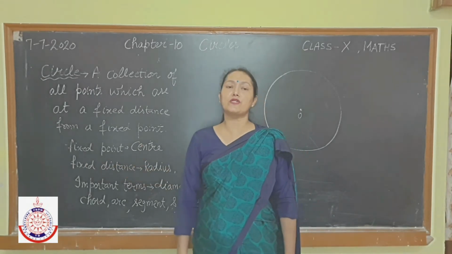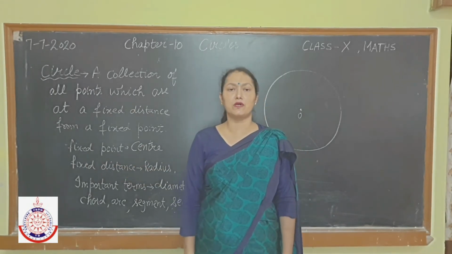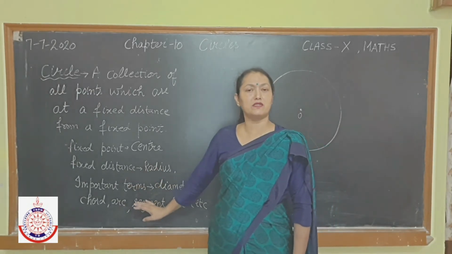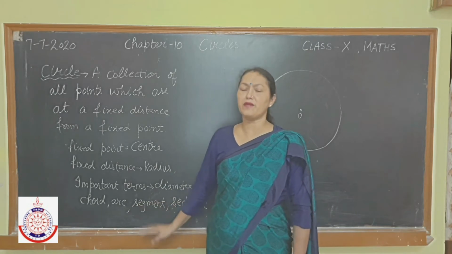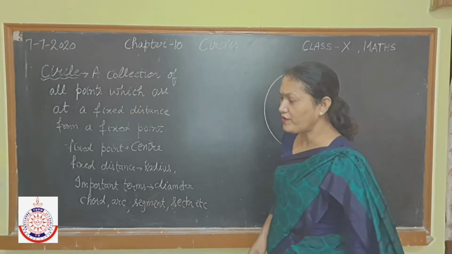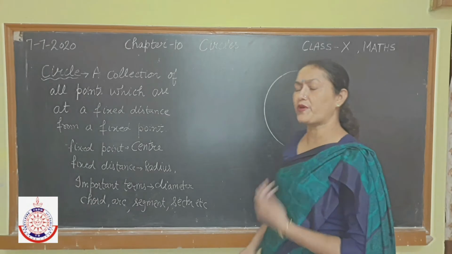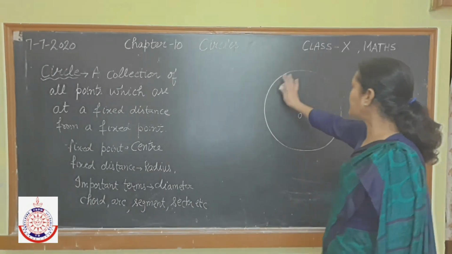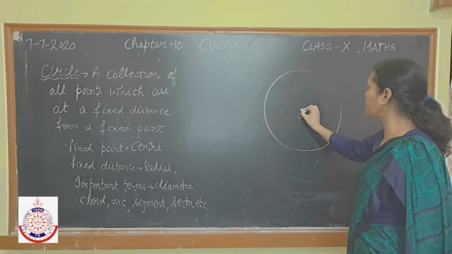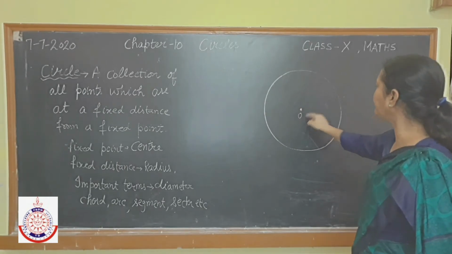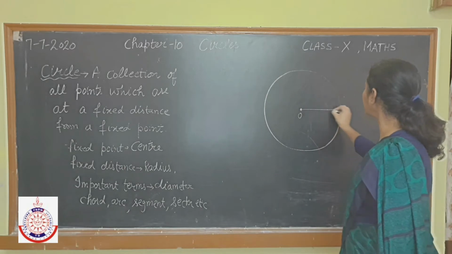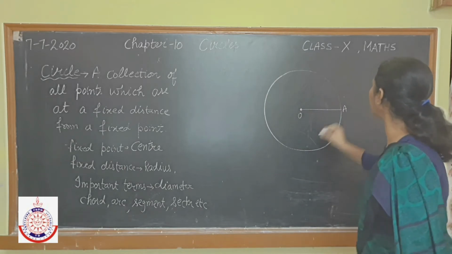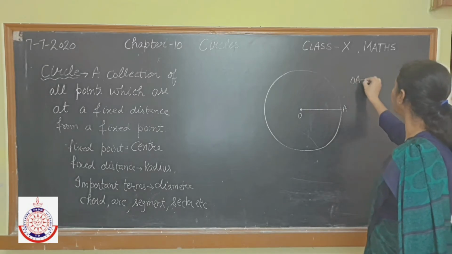You have also studied some very important terms related to circle. You have studied about diameter, chord, arc, segment, sector, etc. and many more. Before we start our topic of 10th class, let us recall all these important terms. If we take a circle, this fixed point is called center. The fixed distance between the center and any point on the circle is called radius.